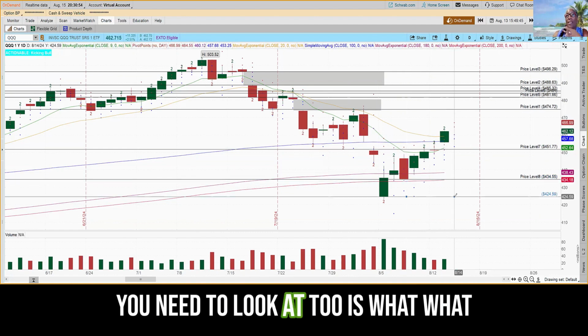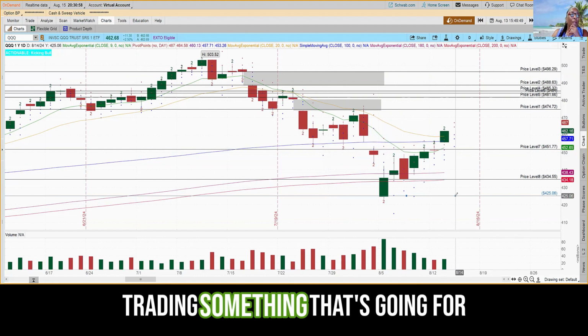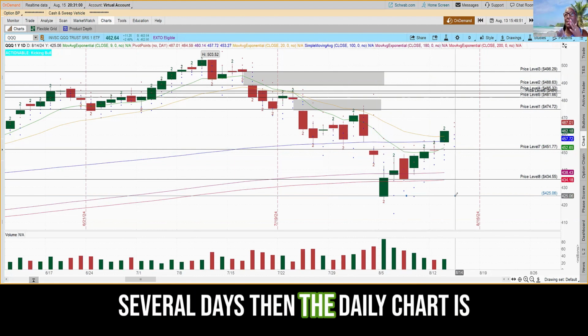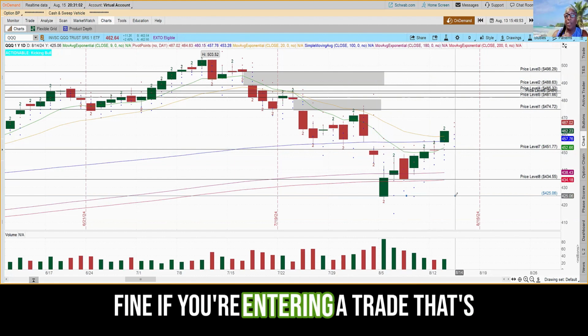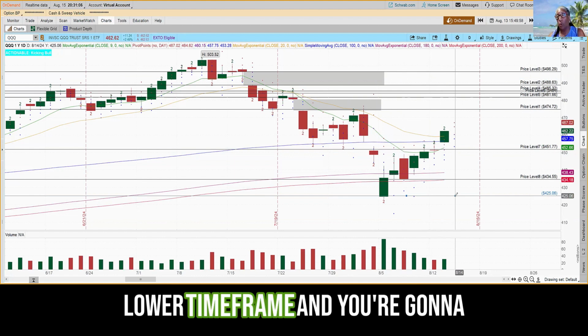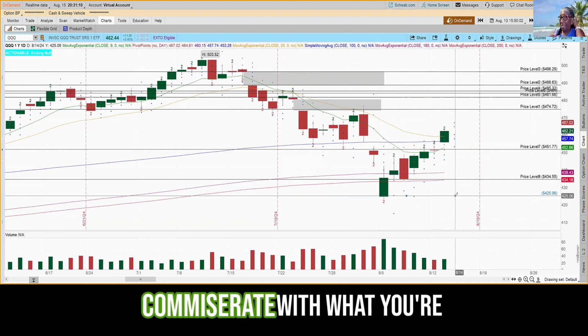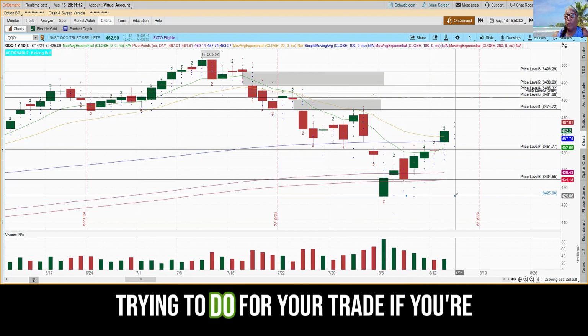Now, one thing you need to look at too is what time frame are you trading? If you're trading something that's going for several days, then the daily chart is fine. If you're entering a trade that's going to be just today, then you need a lower time frame, and you're going to need to make sure that it's commensurate with what you're trying to do for your trade.